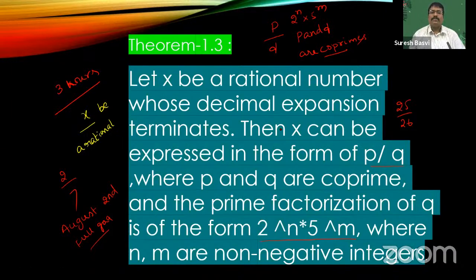So this is theorem 1.3. It terminates when it is in the p by q form and q is in the form of 2 power n into 5 power m. Then it is going to be terminated.